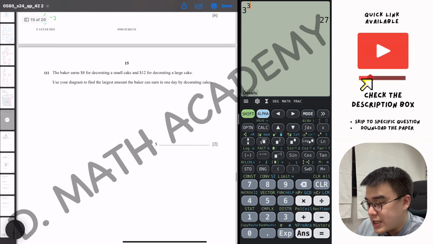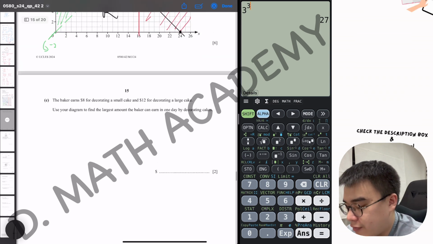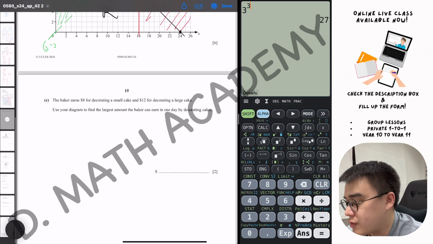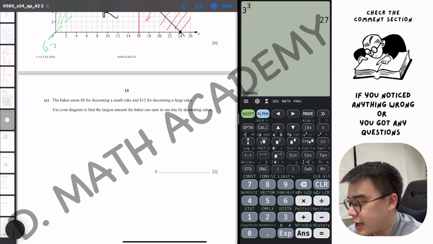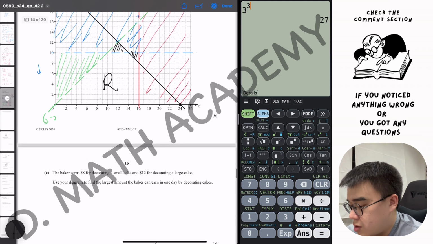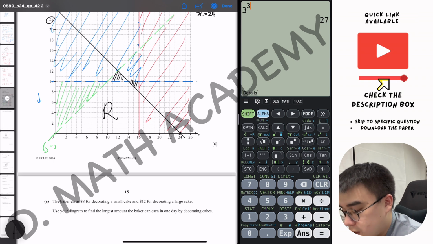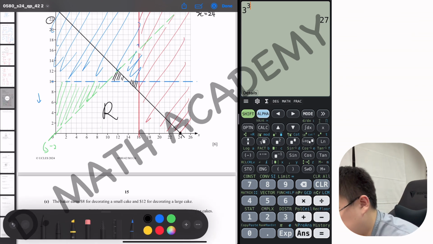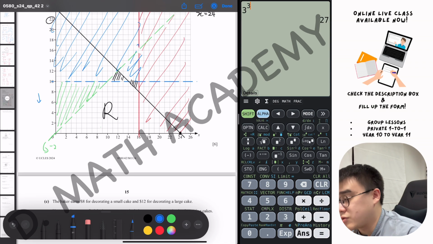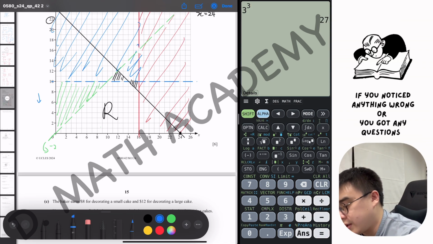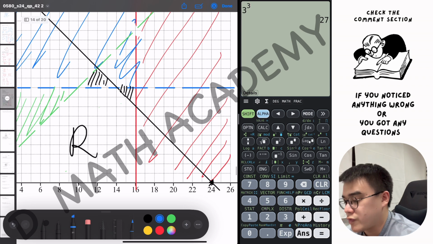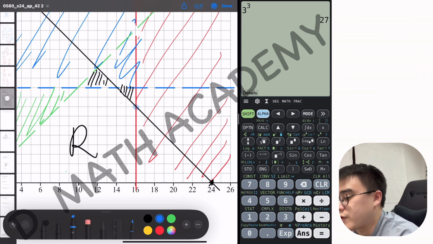Question C. Bakers earn $8 for decorating a small cake and $12 for decorating a large cake. Find the largest amount that a baker can earn. So this is asking us to find the corner value. There's a few things that I noticed that I would pay some effort to find. It will actually be here. This was one of the corners. Here was one of the corners.